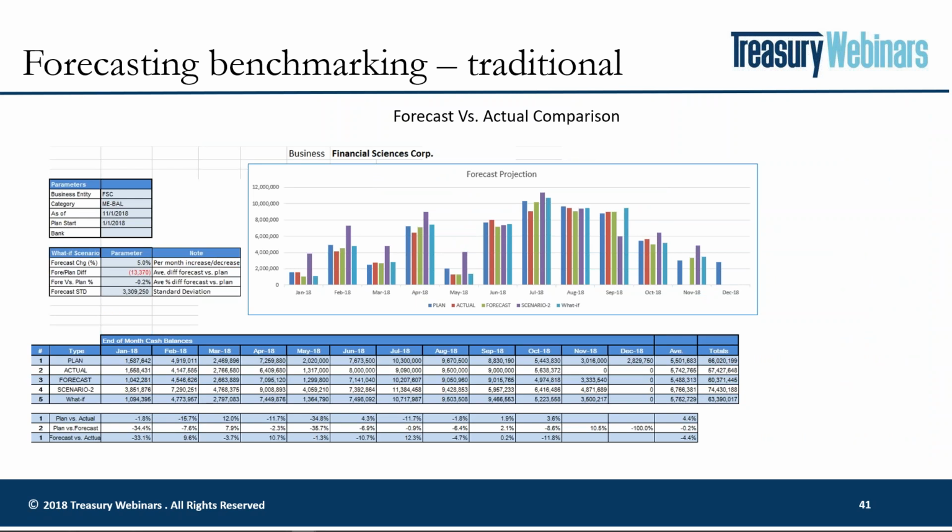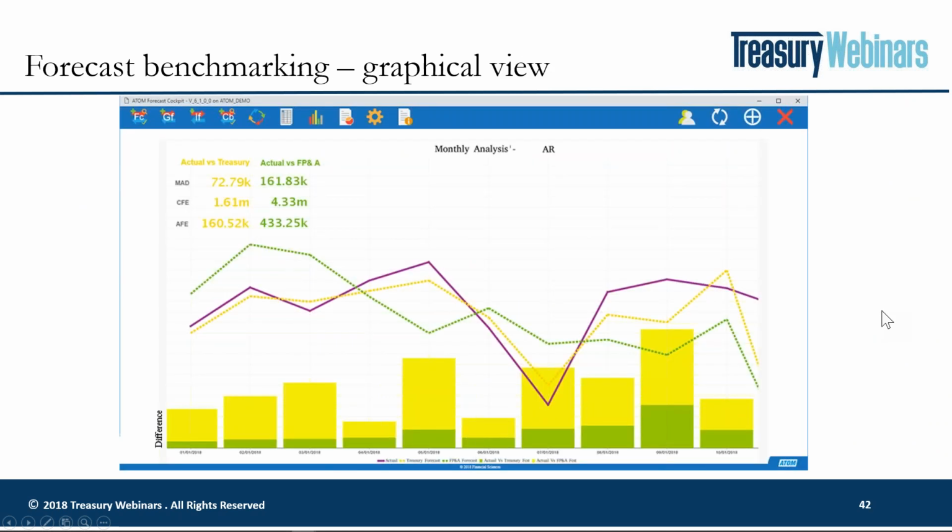The traditional approach of looking at forecast benchmarking, again, looks like a spreadsheet. So the question is, how can you do that even more visually? Next slide. And here we do that. So going back to some of the key statistics Ernie was talking about, our mean absolute deviation, average forecast error, etc. We can easily still have those, even though we're not using an Excel type solution.